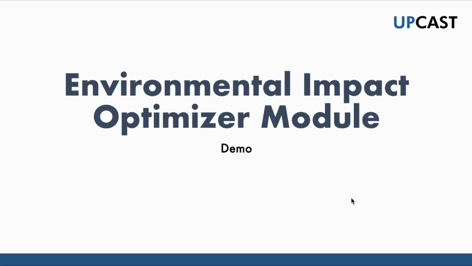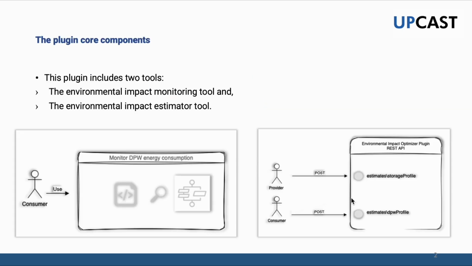This demo is to present the Environmental Impact Optimizer module. This module comprises two tools, the Environmental Impact Monitoring tool and the Environmental Impact Estimator tool. We will start by presenting the first tool, the monitoring tool, that uses Grafana and Telegraf, and then we'll present the estimator tool, which is a REST API.